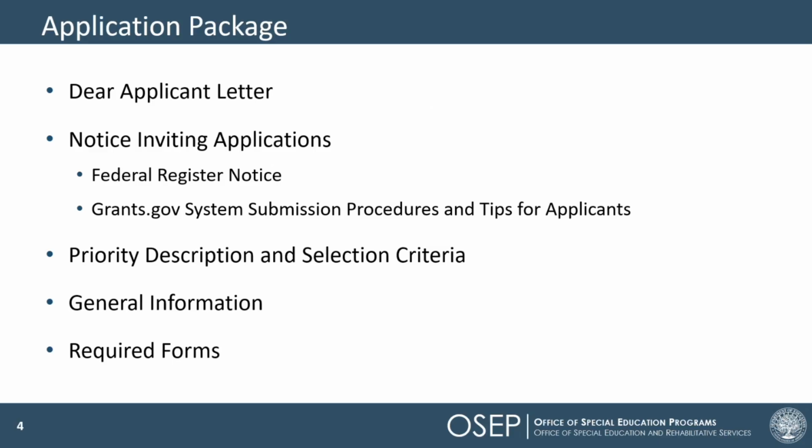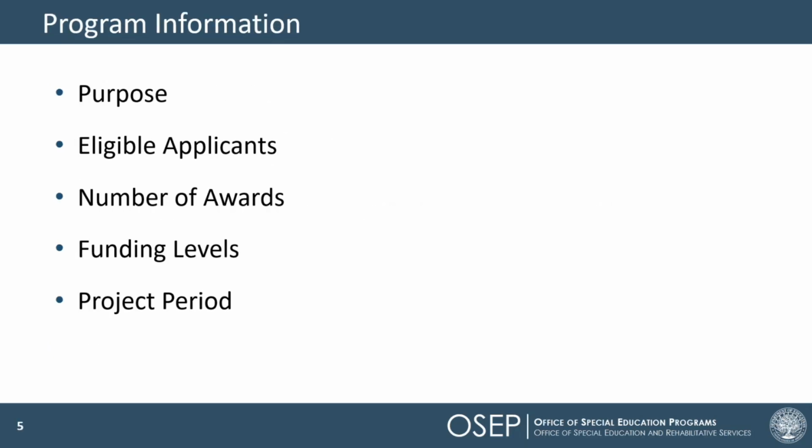Slide 4, Application Package. Dear Applicant Letter, the Notice Inviting Applications, the Federal Register, which includes the Federal Register Notice, grants.gov, System Submission Procedures and Tips for Applicants, Priority Description and Selection Criteria, General Information, and Required Forms. Slide 5, Program Information. Purpose, eligible applicants, number of awards, funding levels, and project period.